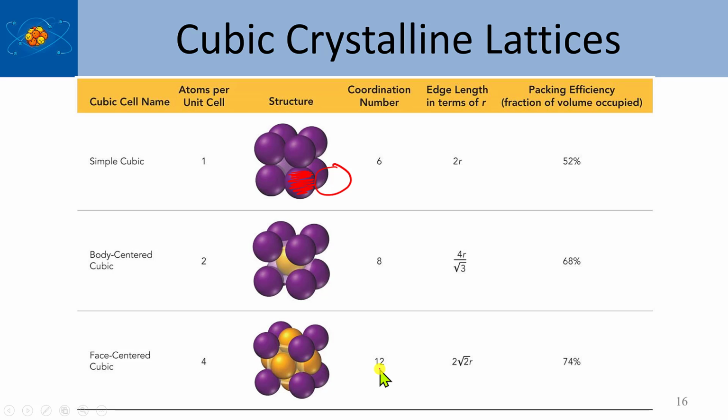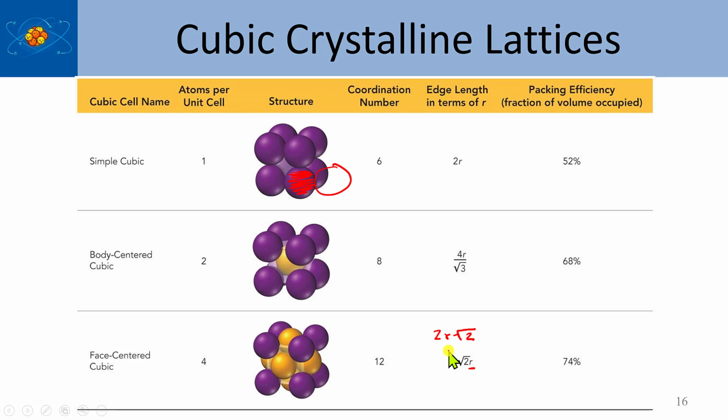It's quite high. In terms of edge length, the unit cell length in terms of the radius, we've already shown that simple cubic is 2r, body-centered is 4r over the square root of 3, and face-centered is 2 square root of 2 times r. So make sure when you use this formula that the equation is best written as 2r times the square root of 2, so you don't get confused about whether the r is inside the radical or outside.